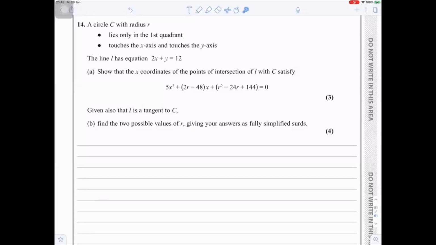Question number 14. A circle C with radius r lies only in the first quadrant, touches the x-axis and touches the y-axis. The line L has equation 2x plus y equals 12. Show that the x-coordinates of the points of intersection of L with C satisfy 5x squared plus (2r minus 48) x plus r squared minus 24r plus 144 equals 0.